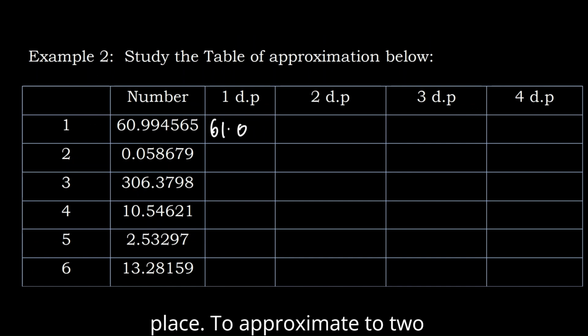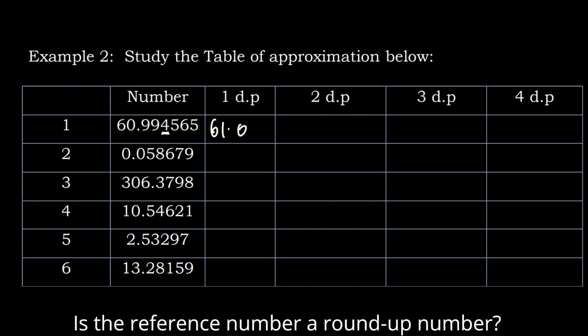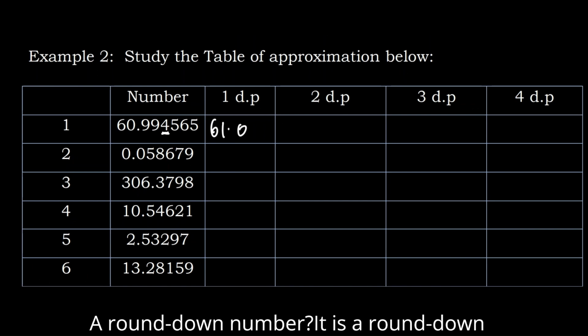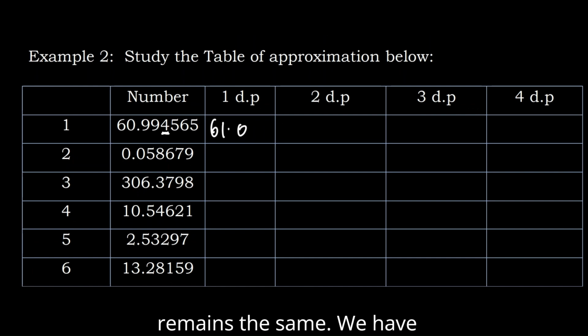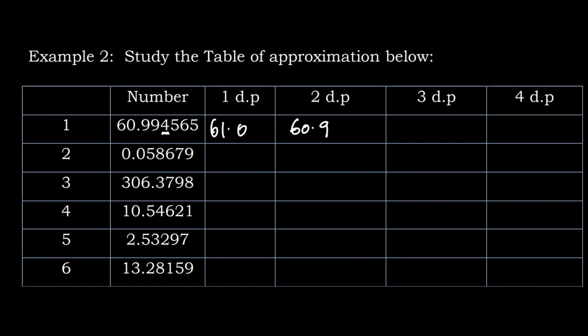To approximate to 2 decimal place, the third number after the decimal point is our reference number. Is the reference number a round up number or a round down number? It is a round down number, therefore the preceding number remains the same. We have 60.99.